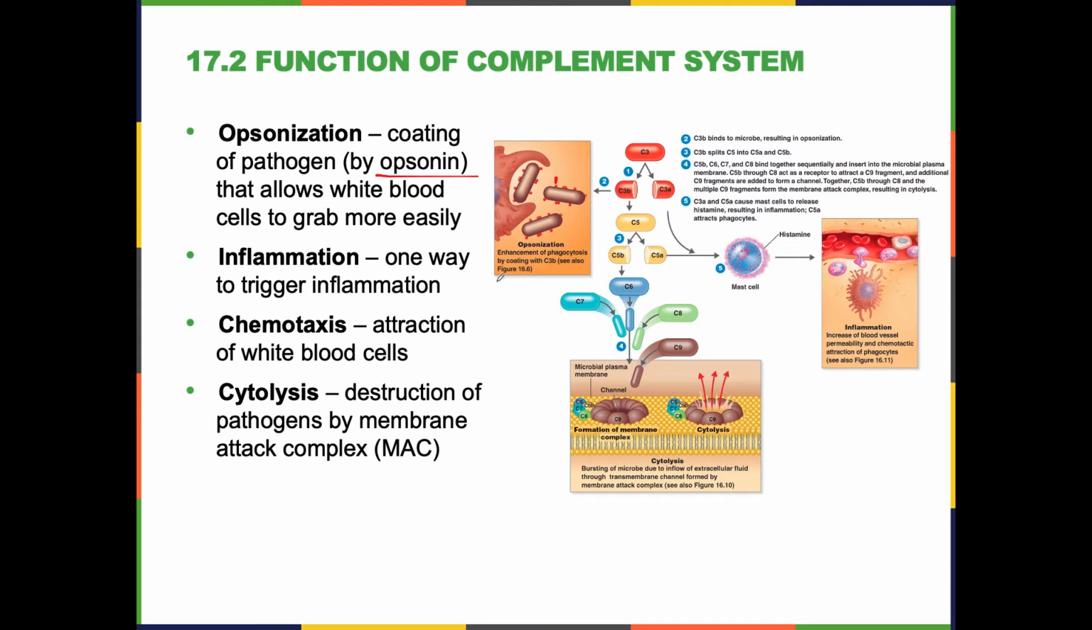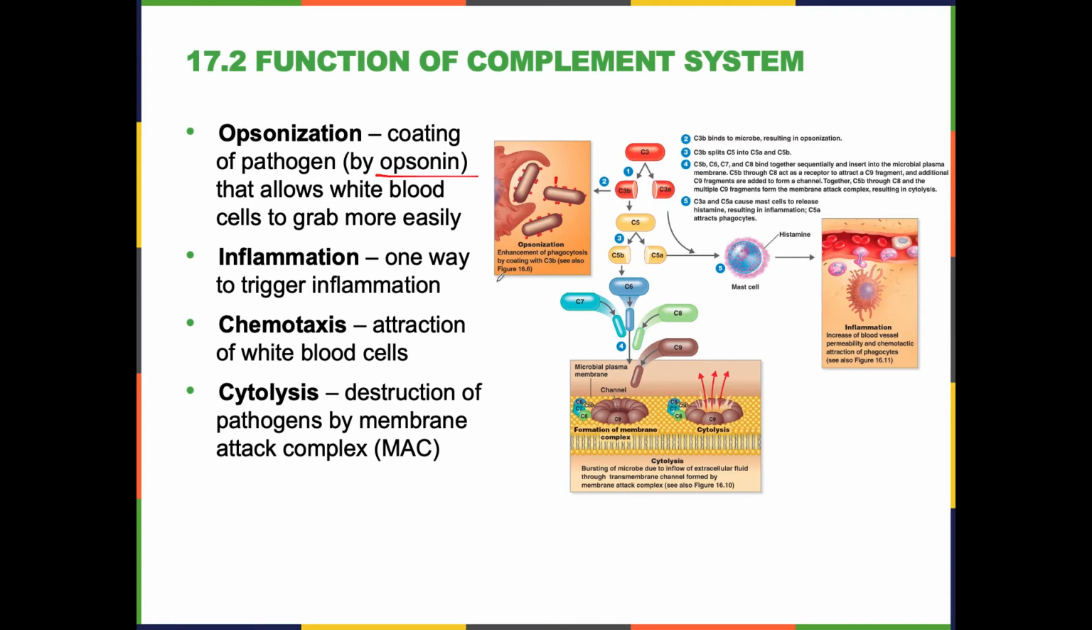They just coat the pathogen, and then it allows our white blood cells to grab them much easier, right? Because some microbes are able to hide from the immune system. So by coating them with opsonins, all of a sudden our white blood cells don't have to recognize the pathogen, they just recognize the opsonin. They grab it and then they eat it. Another outcome is inflammation. It's one of the ways that inflammation gets triggered, and we'll talk about inflammation a little bit later.